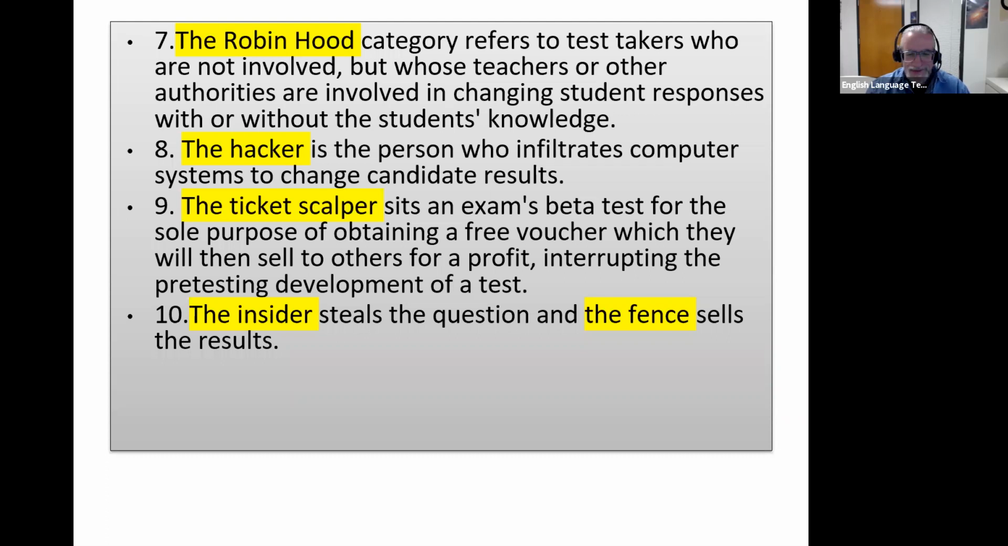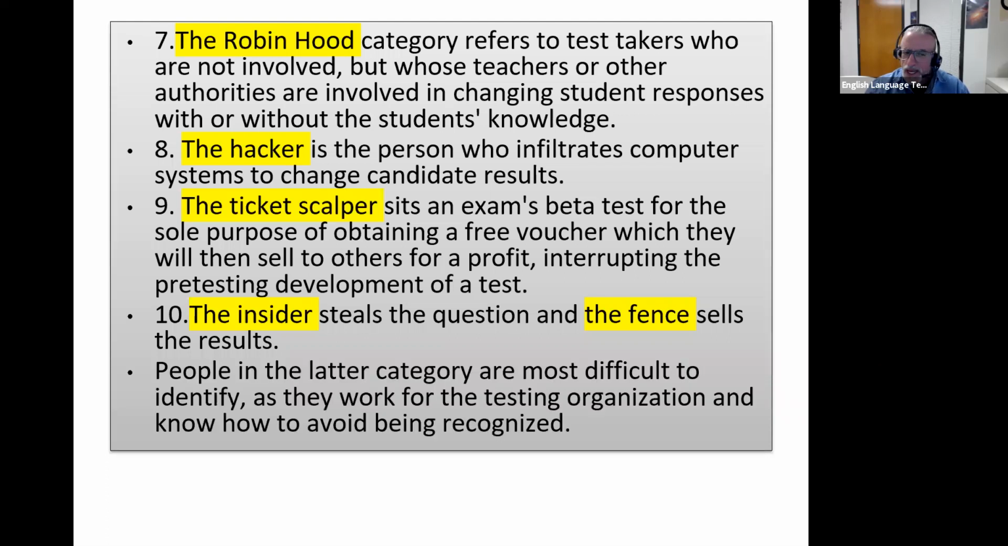So these are 10 different categories. He says that people in the latter category are most difficult to identify as they work for the testing organizations and know how to avoid being recognized. That's interesting, that you might have people that purposely go to work for some of the major testing organizations.